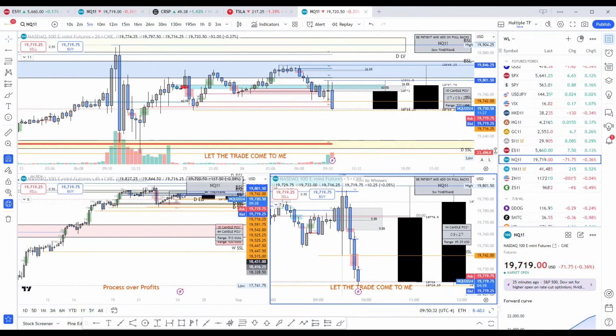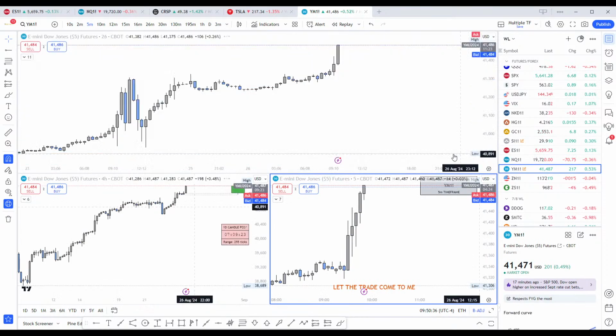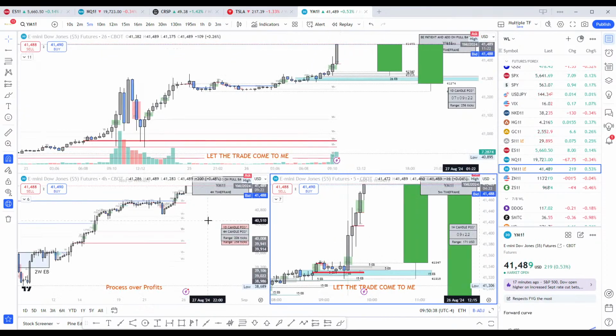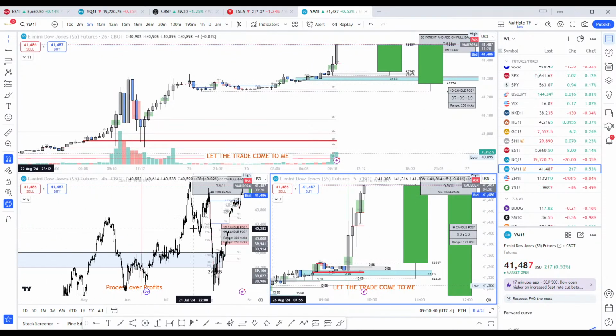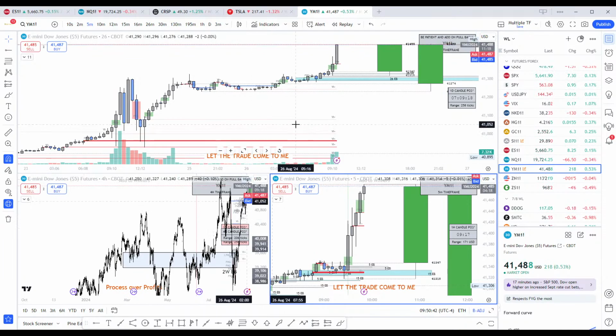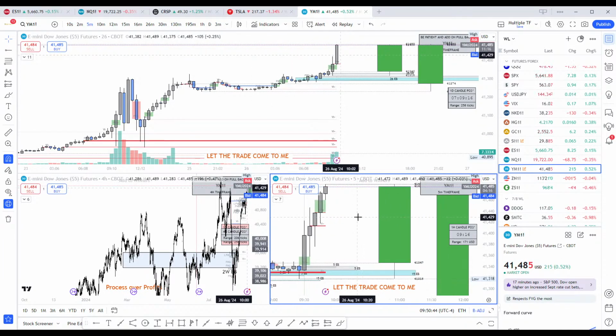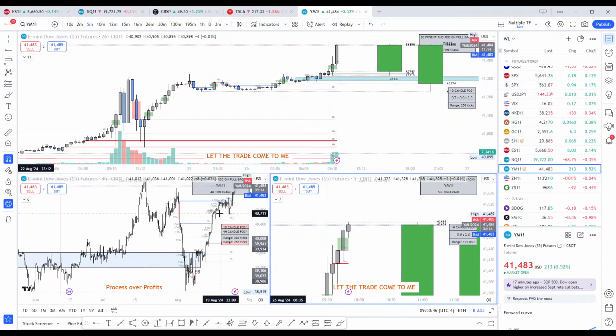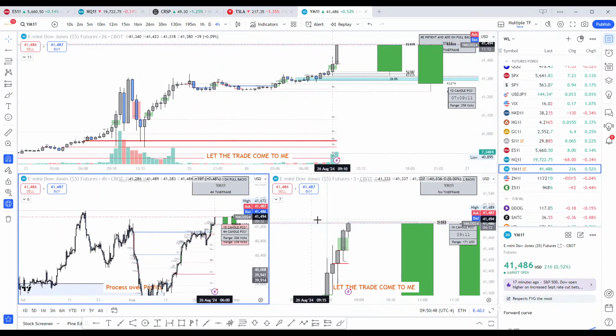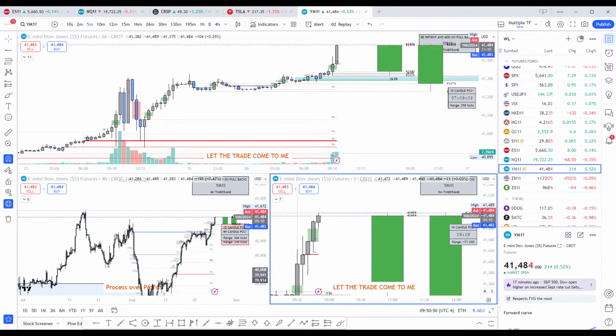NQ just took out low of the day. Other indices are trying to follow through now, except Dow. Dow is extremely bullish. Kind of funny. Other indices are going for low of the day, and Dow is going for a high of the day. We're already at high of the day.